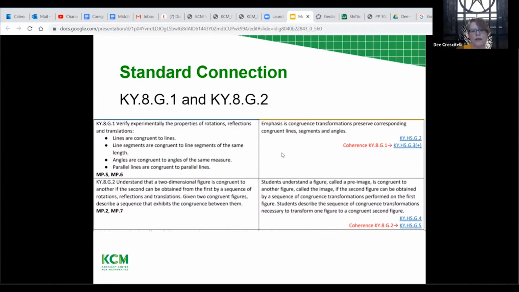And then understand that it's congruent if I do a sequence of things and I don't do the technical term of squishing, right? If I'm not dilating it or anything, if it's just rotating and reflecting and translations, it can still be a congruent figure. Okay, so those are the standards that go with that.